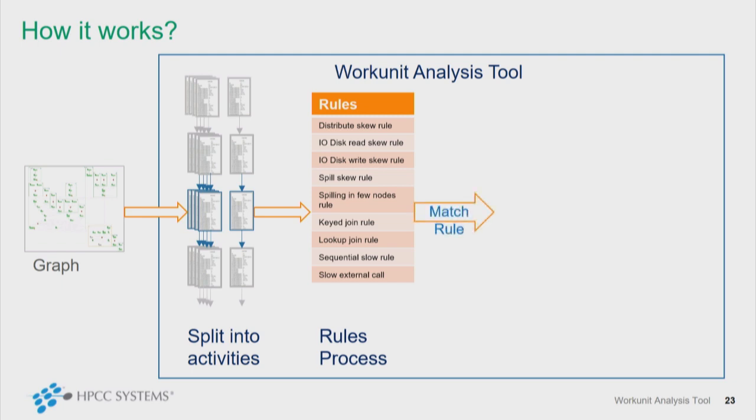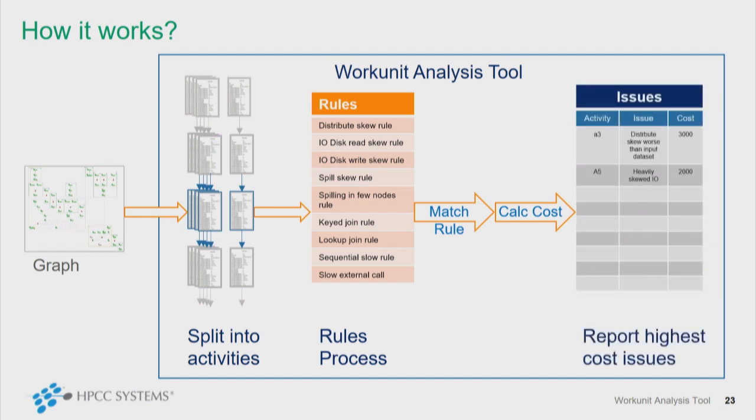So once it's matched a rule, it'll calculate the cost of that issue. So if the skew possibly caused a delay of half a second, it might not be important, but if it's caused a delay of half an hour, we want to know about it. So it calculates the cost, lists the issues in cost order, and the highest cost in each activity is reported when it's above a certain threshold, which is configurable.